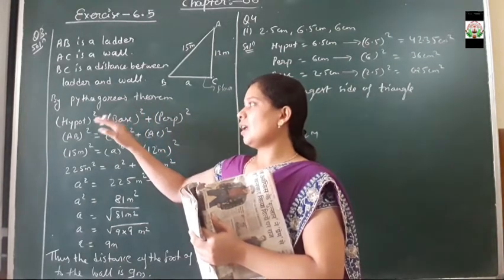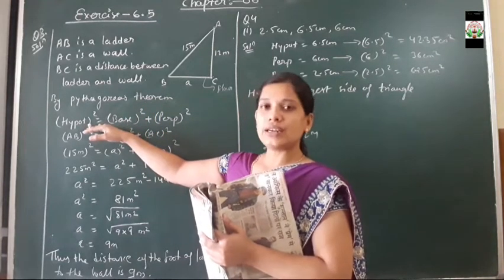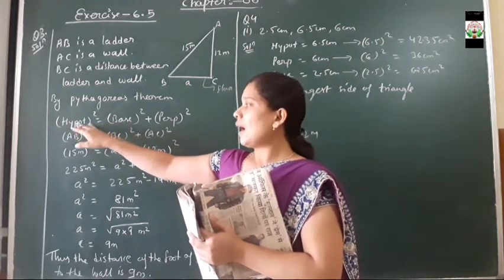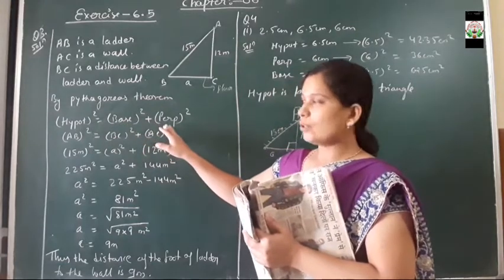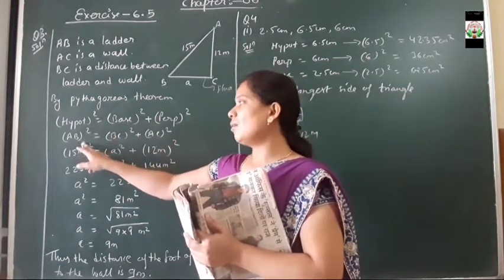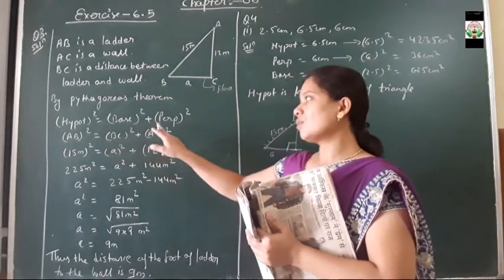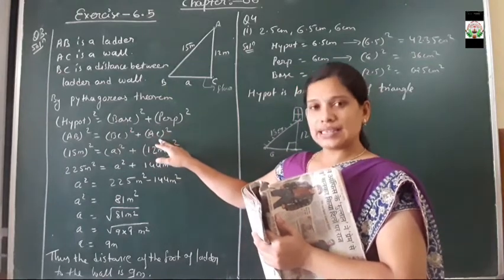What is the Pythagoras theorem for the right angle triangle ABC? Hypotenuse squared is equal to base squared plus perpendicular squared, where hypotenuse is AB squared, base is BC squared, plus perpendicular is AC squared.